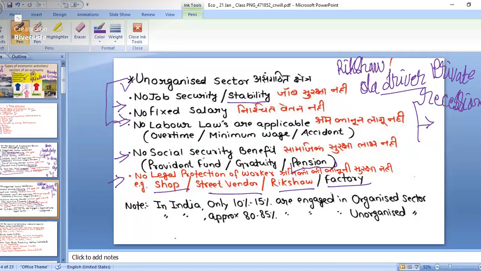Now in the case of our country, in India only 10 to 15 percent are engaged in the organized sector, whereas 80 to 85 percent of the population is engaged in the unorganized sector. Even though agricultural population is decreasing, even now in India the maximum people are employed in agricultural activities. All those agricultural activities are the unorganized sector. These are the examples of the unorganized sector.